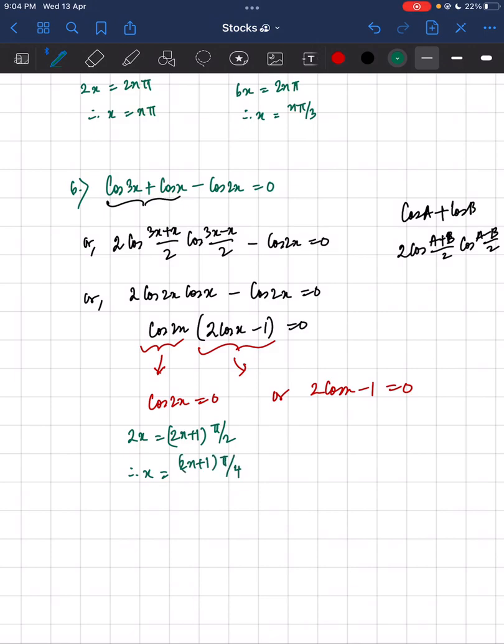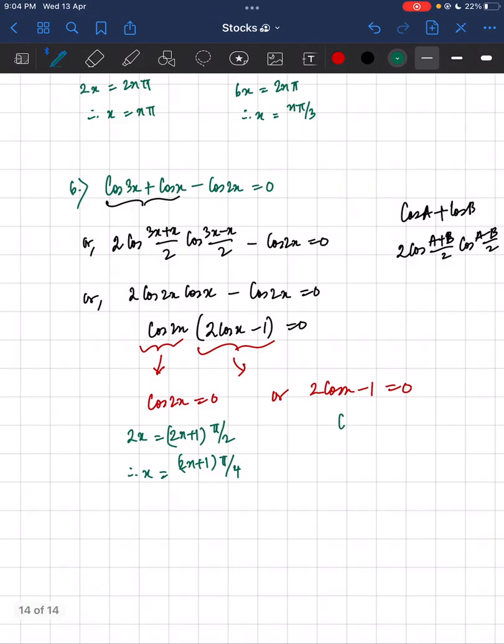Now this one, 2 cos x minus 1 is equal to 0. This question we have already done. So we can write cos x is equal to 1 by 2. You take that minus 1 to the other side, it becomes plus 1. Then the 2 goes to the other side and becomes 1 by 2.